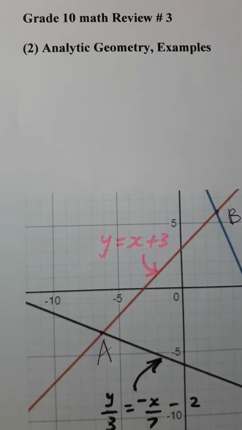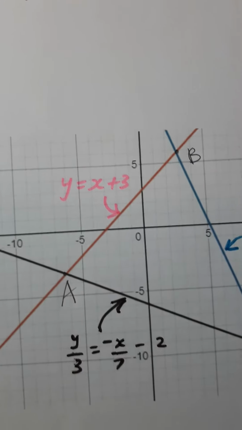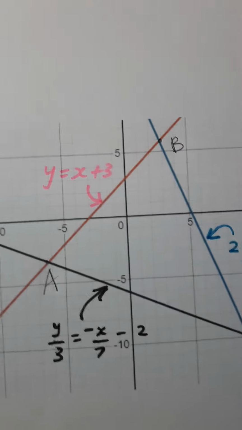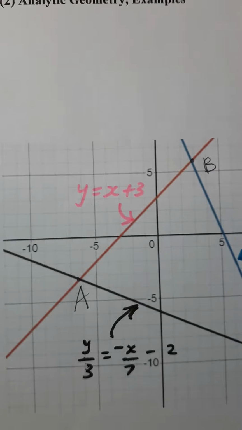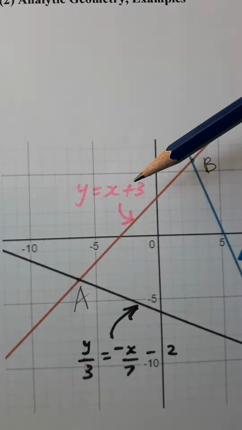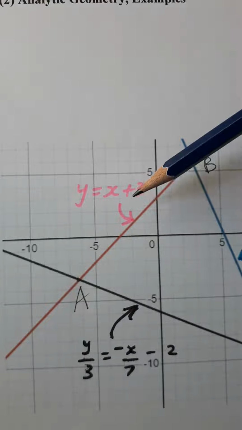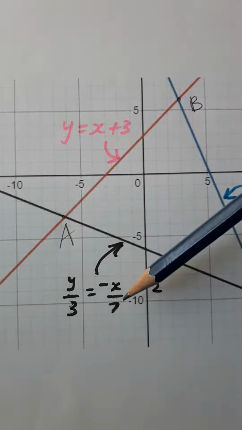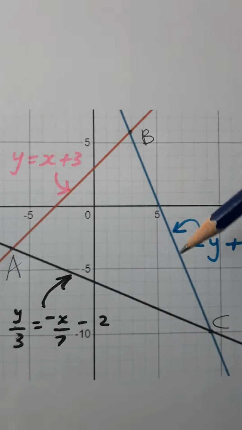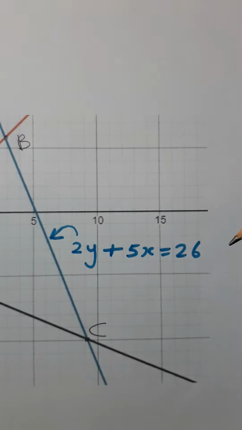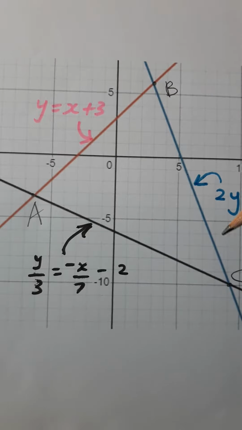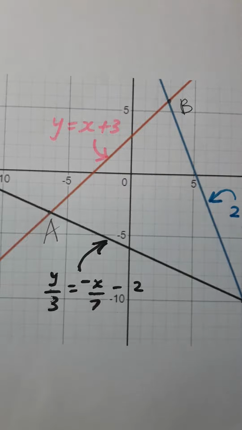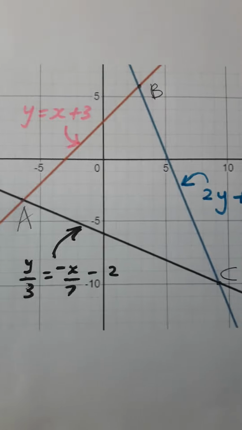Let's look at this example. You can see three lines making a triangle. They have given the equations of the three lines. Red one, y equals x plus 3. Black one, this is the equation. Blue one, this is the equation. And the question is we have to find the coordinates of the points A, B and C.